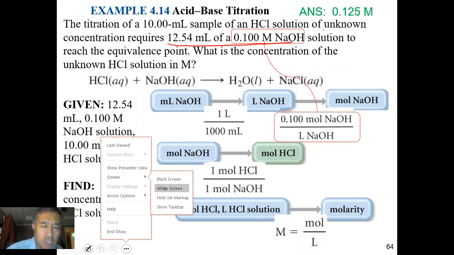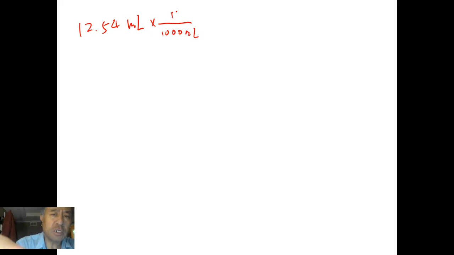So if we get that calculation, we'll use the information on that. What we have there is 12.54 milliliter of NaOH. We first convert the milliliter into liters, then use the given concentration of the NaOH. The given concentration of the NaOH is 0.100 molar, which means 0.100 mole of NaOH in 1 liter.